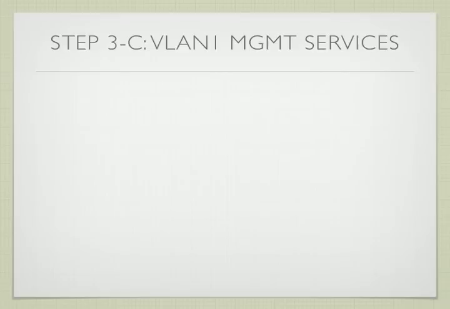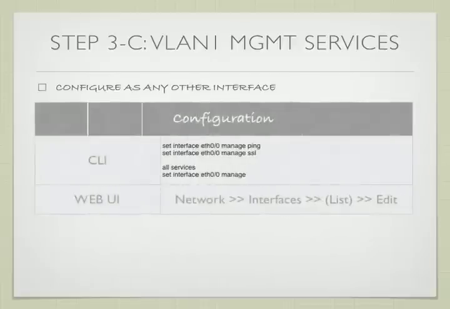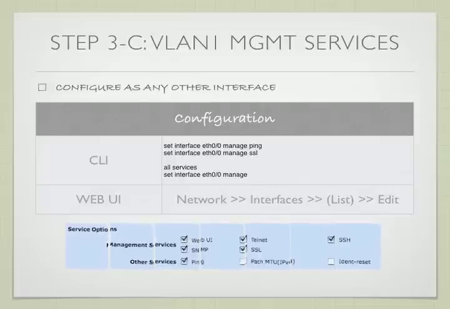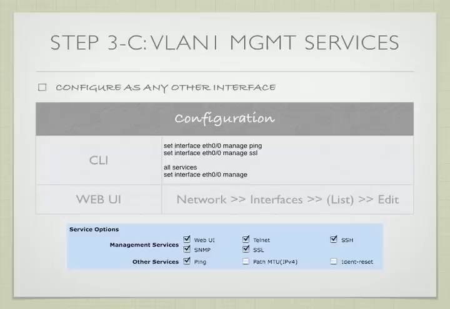The third section on configuring the VLAN 1 interface will be to configure management services. These again are just the same as any other interface, so it'll be set interface VLAN 1 manage ping, manage SSL, etc., or pulling up the edit of the VLAN 1 interface and checking off all the services that we want to enable on the VLAN 1 interface.